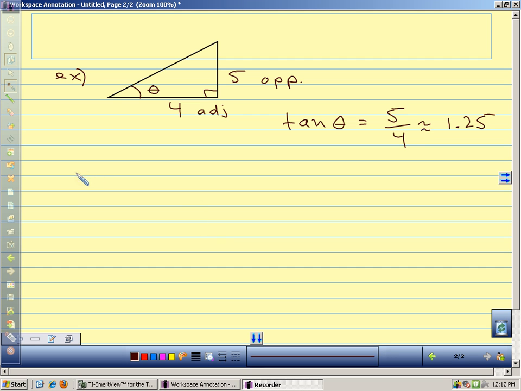So let's look at another example. That's all there is to this kind of problem. If it gives you the sides of a triangle and says calculate the tangent ratio, all it's asking you to do is put the opposite over the adjacent. And that's it.